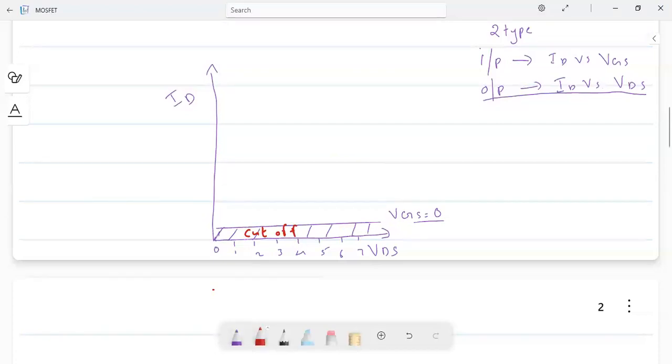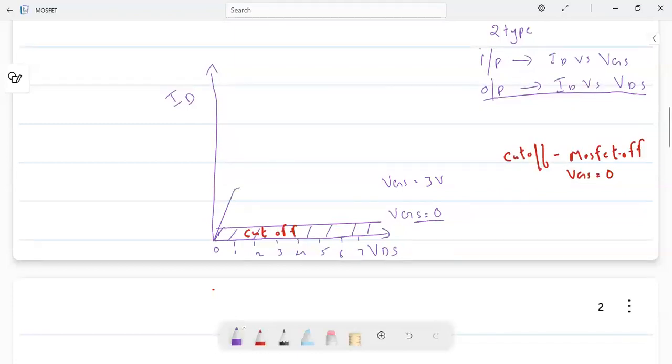This is the cut off region. Cut off means MOSFET is in the off condition. It is not on. Your VGS voltage is 0. Now slightly, I am increasing the VGS voltage to some 3 volt. VGS has increased to 3 volt, and slowly I am increasing the voltage across drain to source.